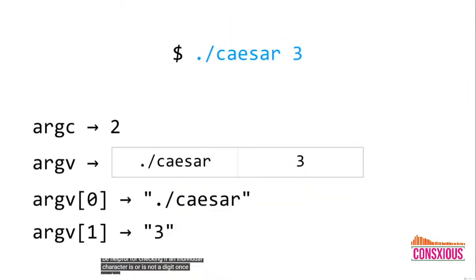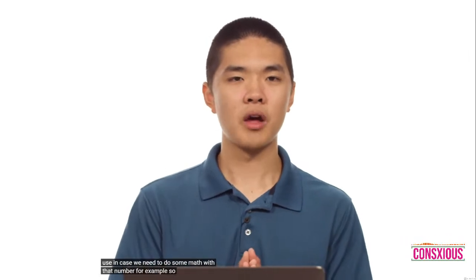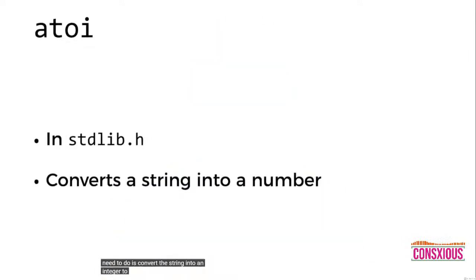Once you've checked to make sure that the command line arguments are correct, the last thing you'll need to do here is actually take the command line argument and convert it into an integer. Notice that argv[1] right now, representing the key, is not the number 3, but the string "3". Recall that in C, every variable has a type. Some variables are ints and other variables are strings, for example. And here, argv[1] is the string "3", rather than the integer 3, which we'll probably want to use in case we need to do some math with that number. So what we'll need to do is convert the string into an integer. To do this, you can use the atoi function, declared in stdlib.h, that takes a string, like the string "3", and converts it into the number 3. So that function might be helpful for making sure that your key is in fact an integer.